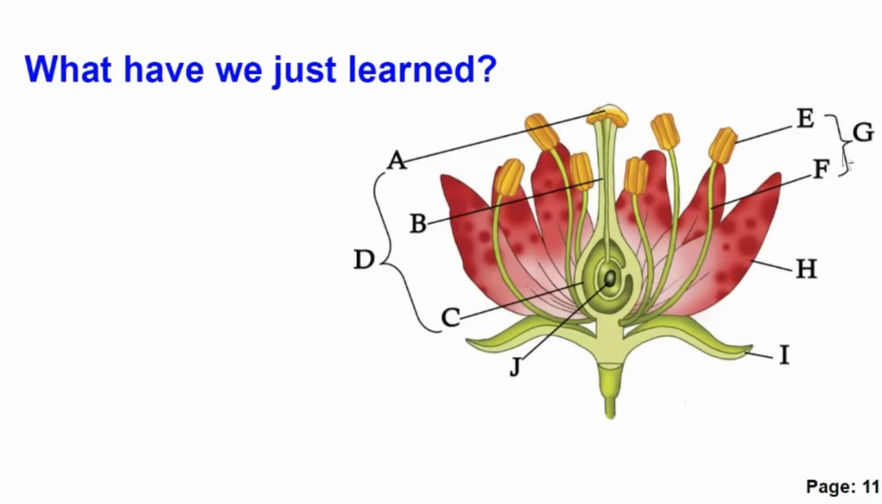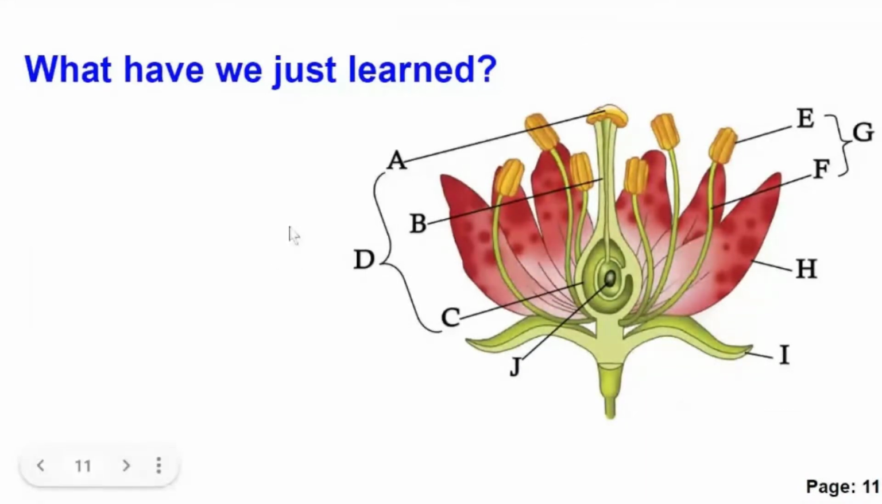E and F make up G. So what is G? Stamen, right? Stamen. And the carpel is also called the pistil. And what is the red part, letter H? Petals. Okay. What about letter I? Sepal, right? And the last one, J? Ovule, right? Ovule. Okay, thanks.